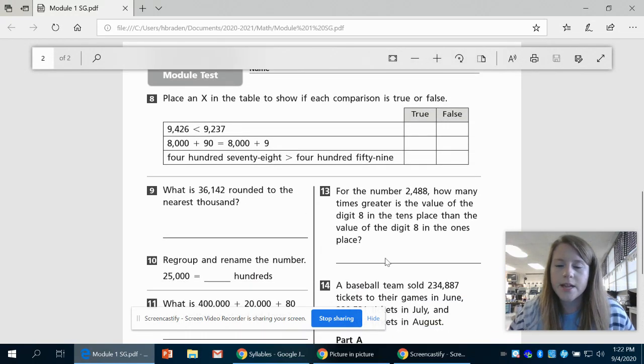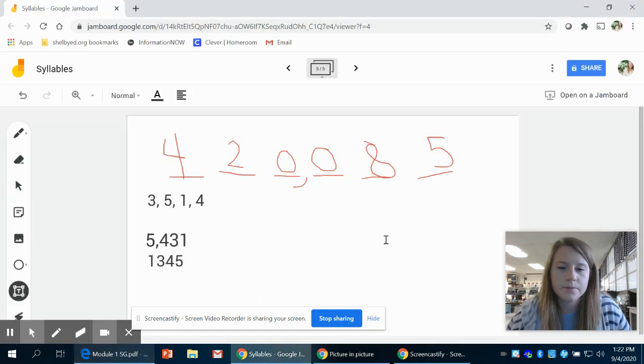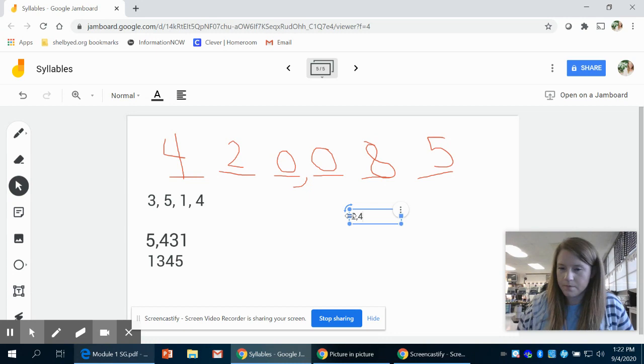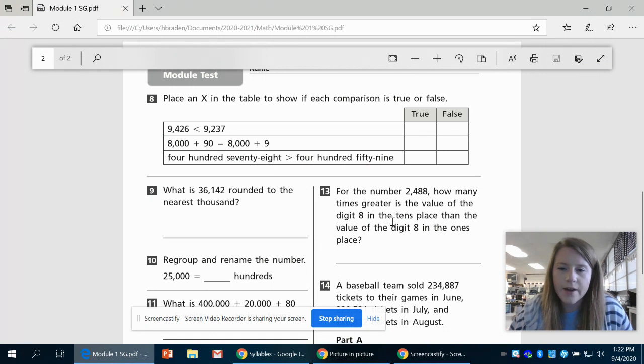All right, for the number 2,488, how many times greater is the value of the digit 8 in the tens place than the value of the 8 in the ones place? Okay, 2,488. So we got to figure out how many times greater the 8 in the tens place is than the ones.